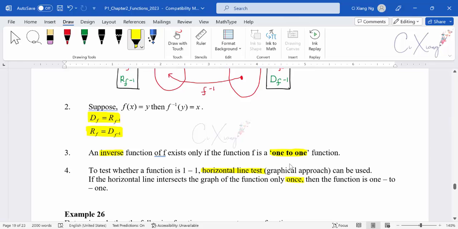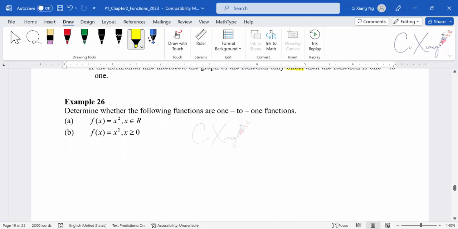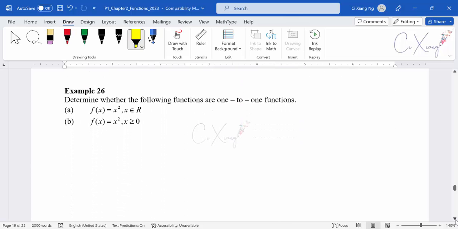And after you determine that this one is a one-to-one function, only then can you proceed to find the inverse function. So let's have a look at one example here. For example 26, they want us to determine whether the following functions are one-to-one or not. Looking at part A and part B, both functions have the same expression, x squared, just that the domains are different. So how can I know which one is one-to-one and which one is not, although the expressions are the same?